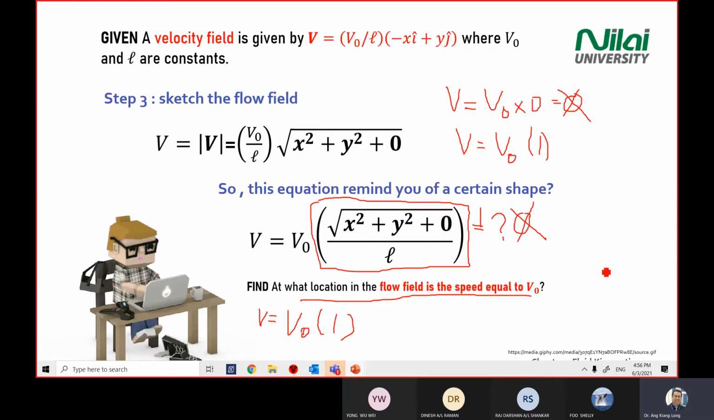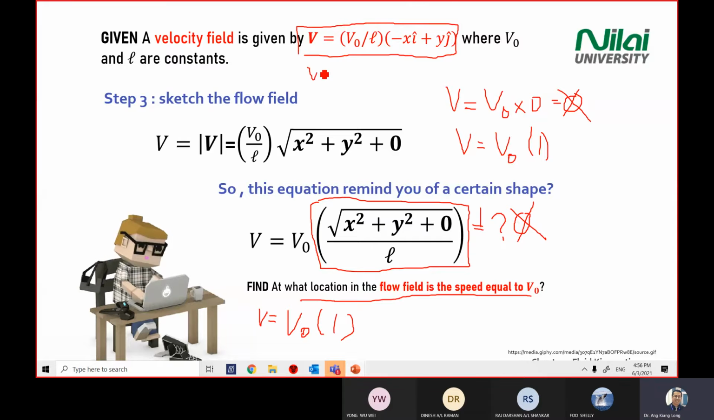Okay, we go back to the question. So we all agree that the highlighted component, which is the square root of x squared plus y squared plus 0 divided by L, must be equal to 1 so that we can get the location where the flow field speed is equal to V0. Meaning that with this equation, you will get V equal to V0. We need to find the location.